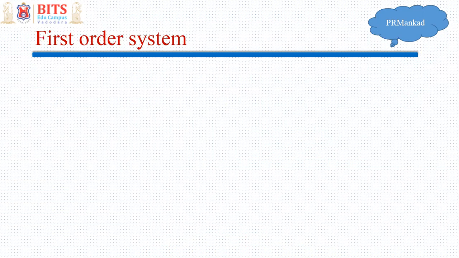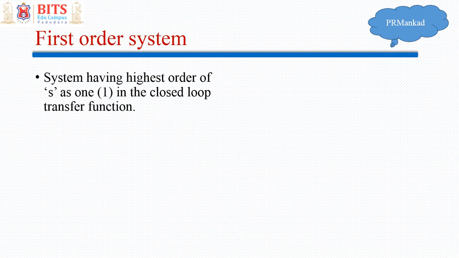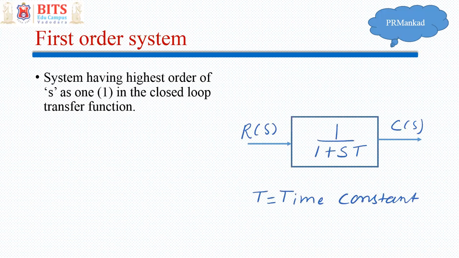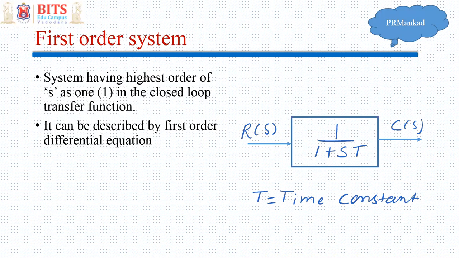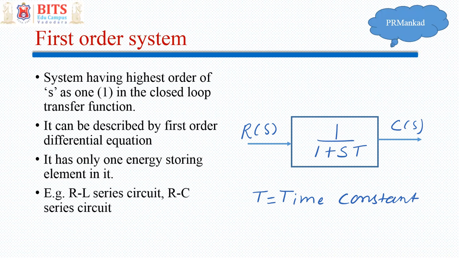What is a first order system? A first order system is a system having the highest order of S as 1 in the closed loop transfer function of the system. This is the overall transfer function of a first order system, where you can see that the highest order of S is 1. It can also be described by a first order differential equation. It has only one energy storing element in it. Examples: RL series circuit, RC series circuit. These are examples of first order systems.